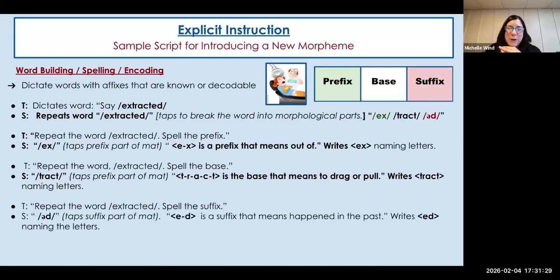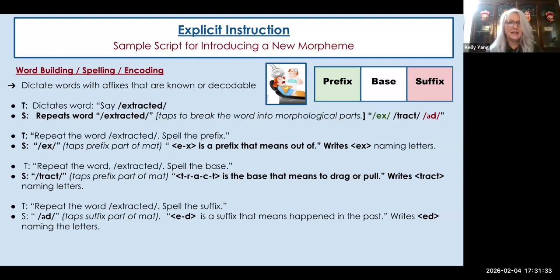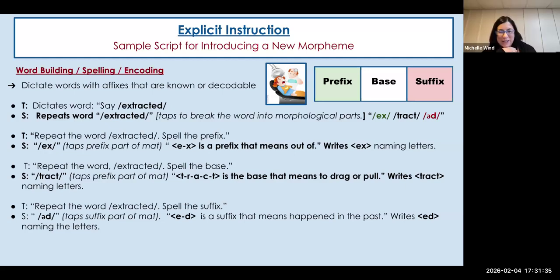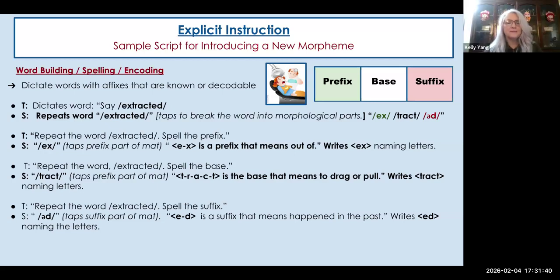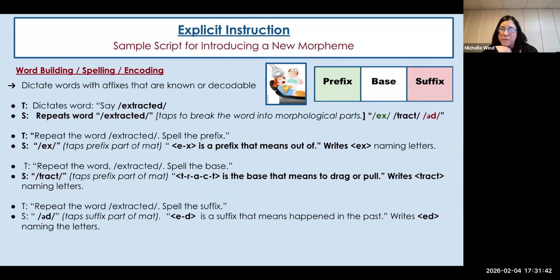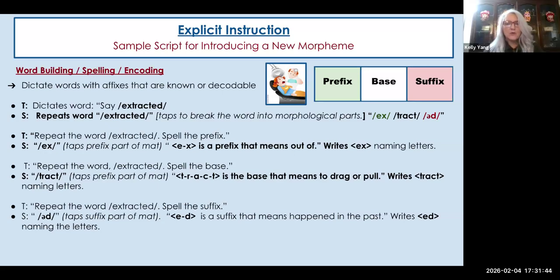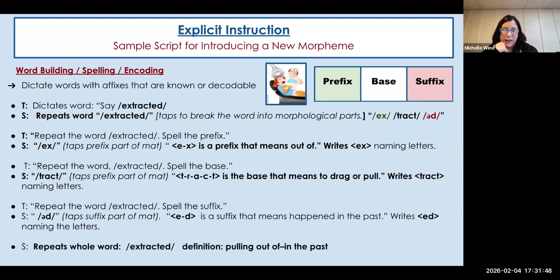Can you tap on the suffix part of the mat? Spell the suffix. ED. Good. And what does ED mean? It already happened in the past. So what does extracted mean? It means that you pulled out something already. Excellent. Okay, pulling out of the past.